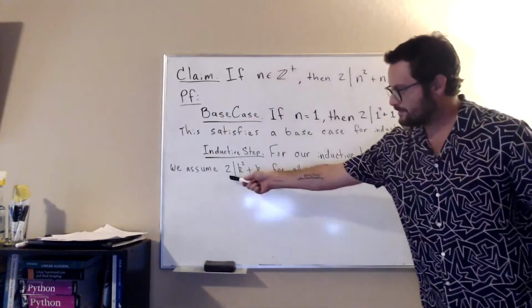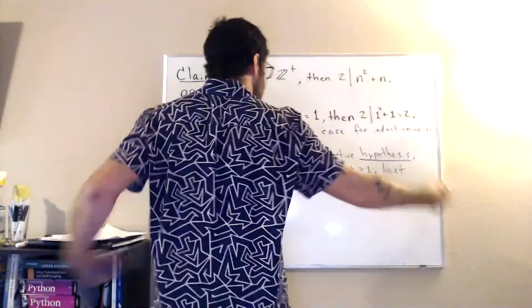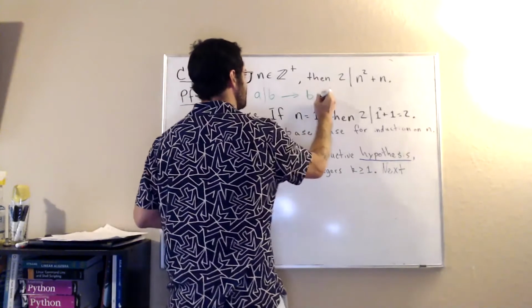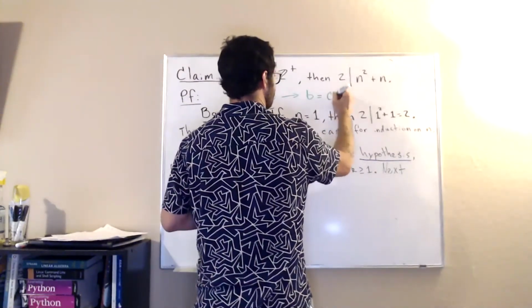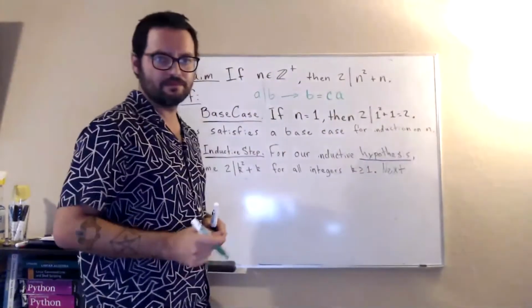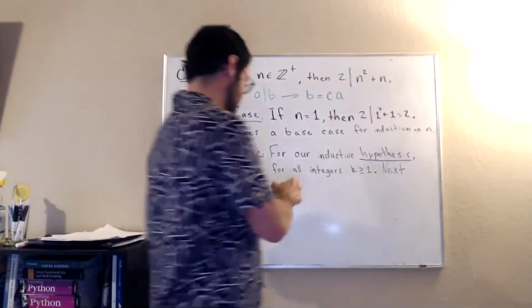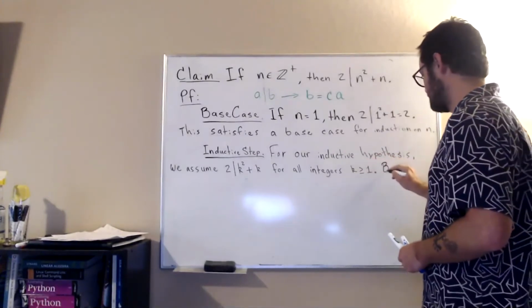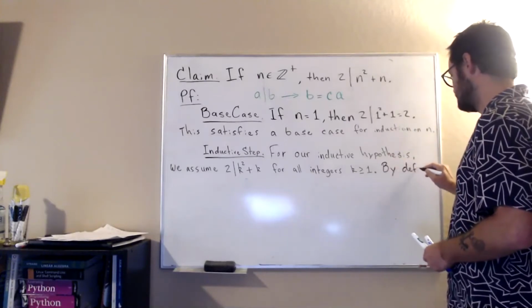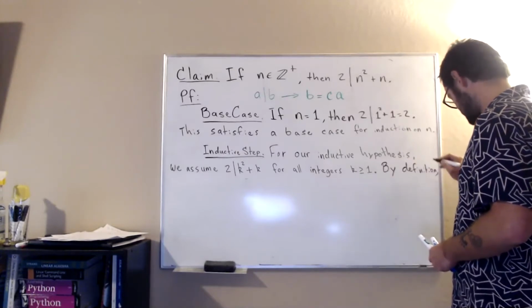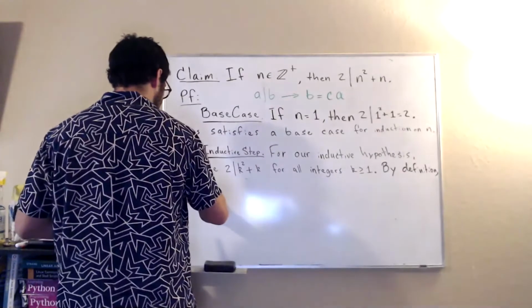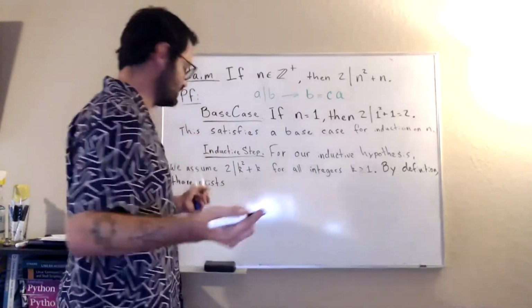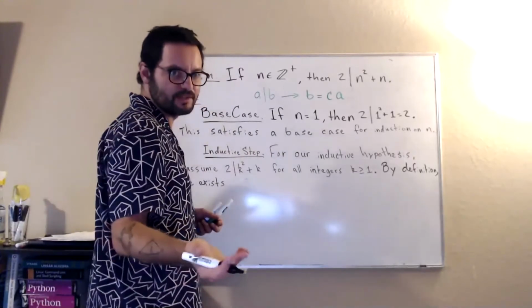Okay, so if that, I wish I had a really big board. So if A divides B, then B is equal to some number C times A. So if 2 divides that, we can use a definition. So by definition, there exists some integer, pick a letter, any letter you want.